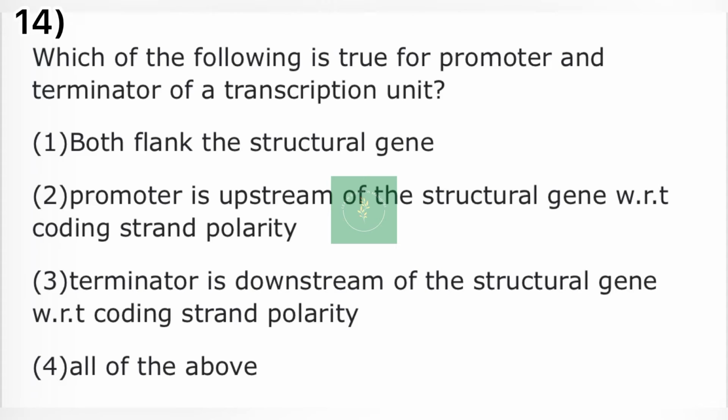Question number 14. Which of the following is true for promoter and terminator of a transcription unit? 1. Both flank the structural gene. True. 2. Promoter is upstream of the structural gene with respect to coding strand polarity. True. 3. Terminator is downstream of the structural gene with respect to coding strand polarity. True. So the option will be all of the above.